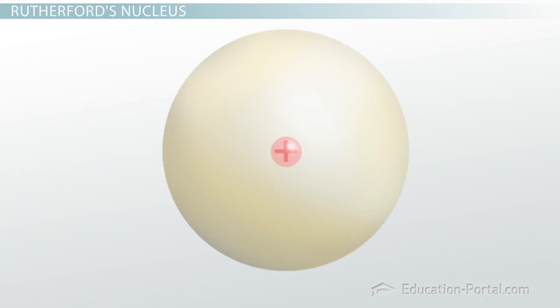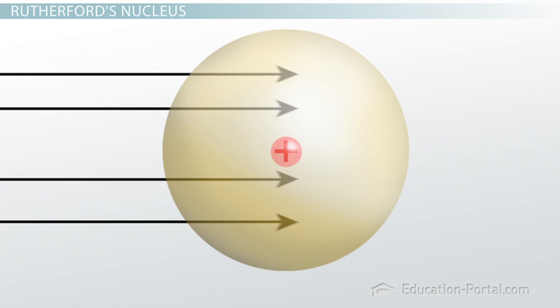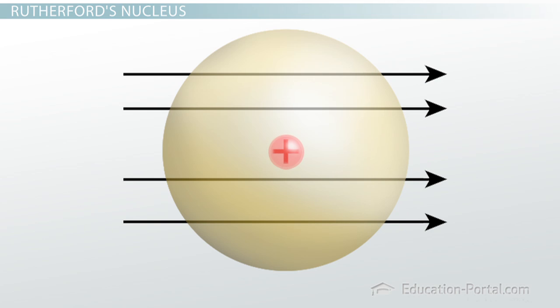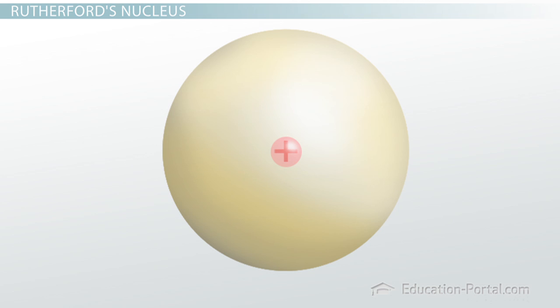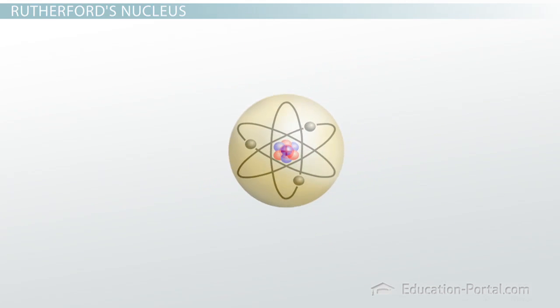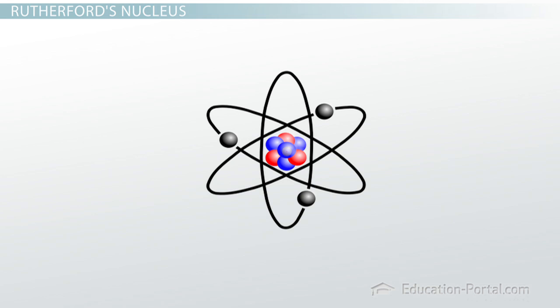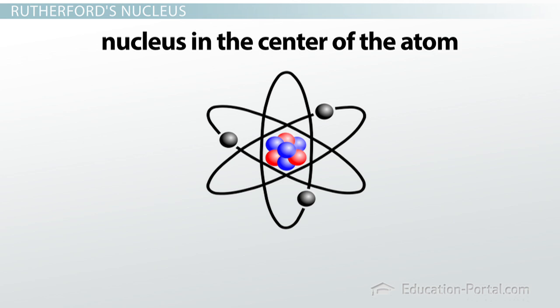After this experiment, Rutherford concluded that these alpha particles must have hit something very small, dense, and positively charged in order for them to come straight back. Rutherford claimed that this also shows that the atom consists of mostly empty space, and that all of the positive charge is not evenly spread throughout the atom, but instead squished into a teeny tiny nucleus in the center of the atom.